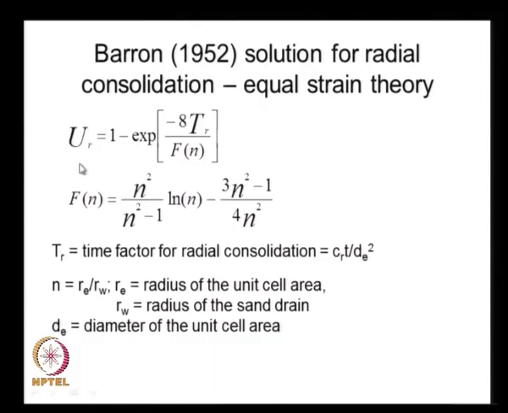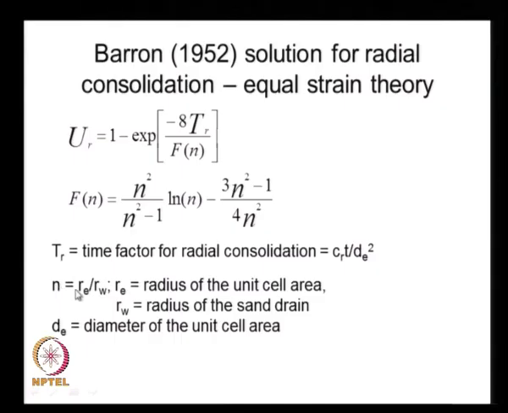And here the final solution that was proposed by Barron is like this: the degree of consolidation in the radial direction is 1 minus exponent minus 8 Tr by function, which is written in terms of n, where this function f of n is written as: n square by n square minus 1 ln of n minus 3 n square minus 1 by 4 n square, and our Tr is the time factor for radial consolidation, that is equal to Cr t by de square, where Cr is the coefficient of consolidation in the horizontal direction, and because the radial consolidation equation is solved in radial coordinates, instead of writing this coefficient of consolidation as Ch, we write it as Cr.